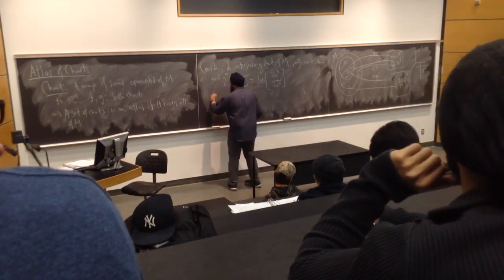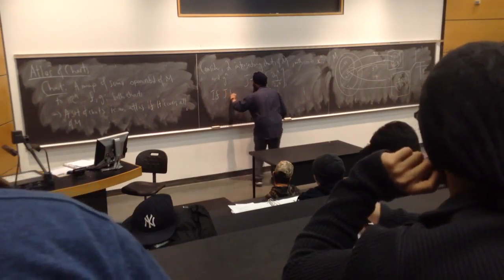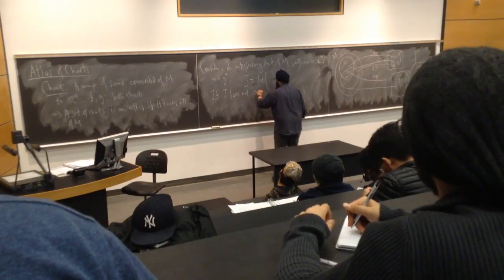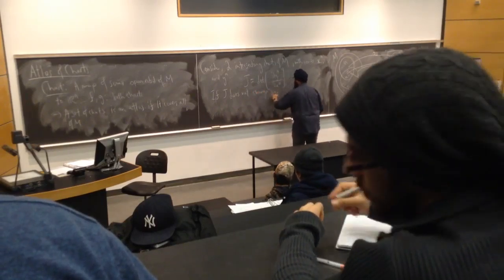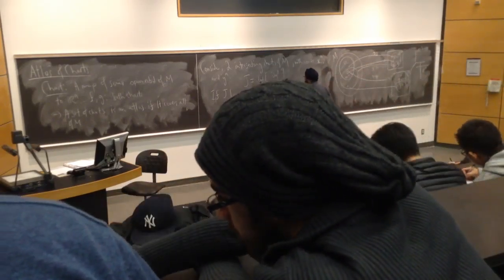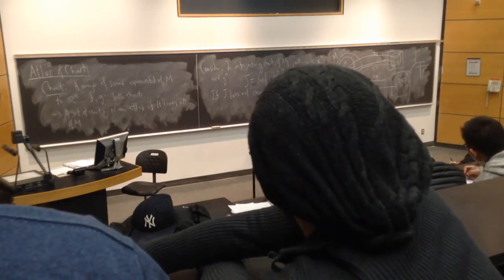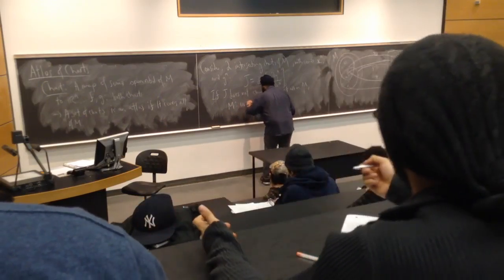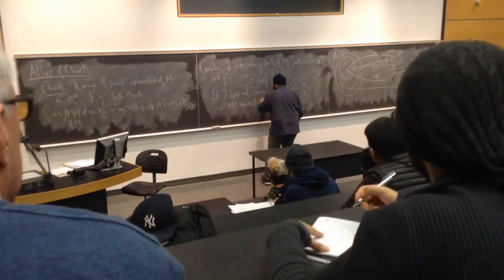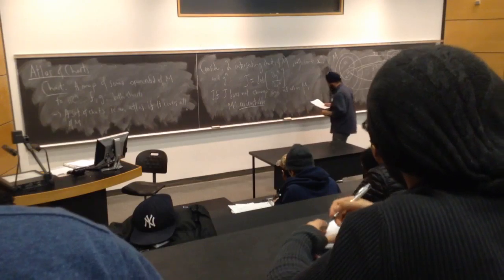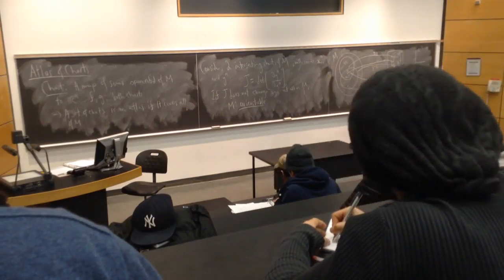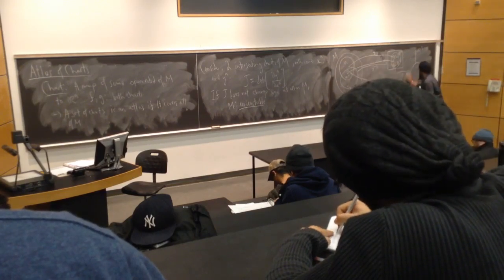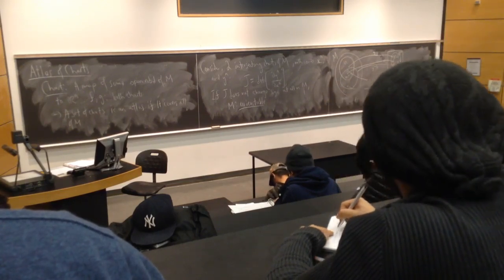Okay. And I just want to say, so if J does not change sign at all on M, then we call M oriented. And further, you know this from your calculus book.